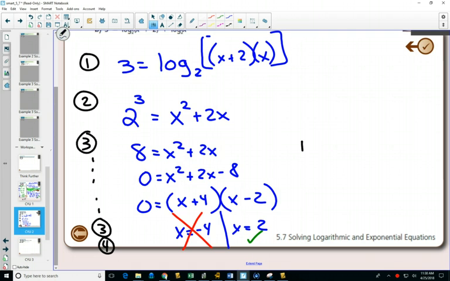Questions for practice on this one? 11 and 13.